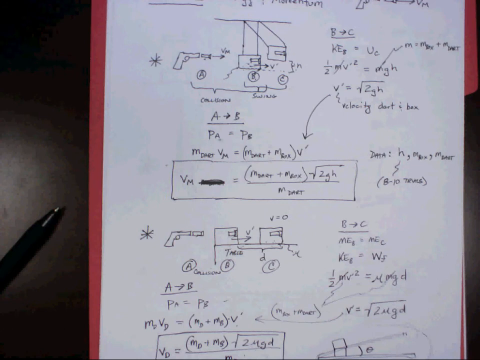So you have to almost do a separate little mini experiment here before you can shoot the bullet into the box. All right, does everybody understand what I'm wanting you to do for this method 2, one of these two? Everybody okay with that? All right.